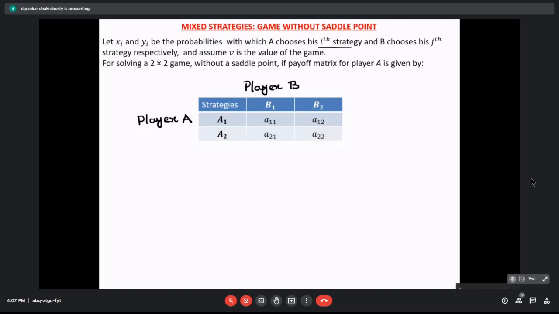Okay? And I'm assuming here that V is the value of the game. Now, if the game is determinable, that means if the game has some solution, then whether they are choosing pure strategy or mixed strategy does not matter. But the gain for player A should be equal to the loss for player B, and that must be equal to the value of the game.